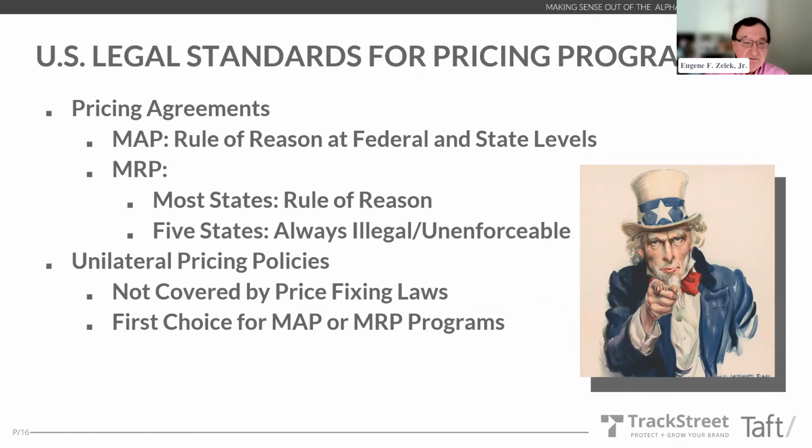And because of, one, the flexibility afforded by policies, as I mentioned before, you don't need to get agreement. You can just change them anytime you feel like it. Plus, the fact they're not covered by the price fixing laws means they're the first choice for MAP or MRP programs. So you want to do this by unilateral policy. That's the magic. And so it's very favorable to do it this way. And all 50 states say unilateral policies, not a problem. And that's why we do it.